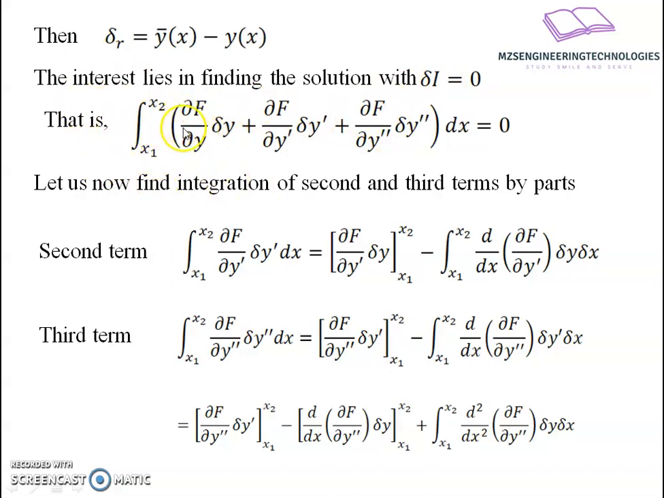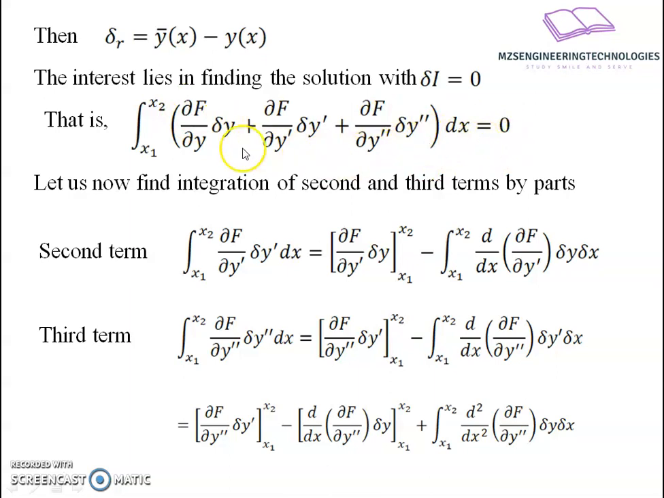I will take the first derivative first. First the function in terms of the variational part: ∂f/∂y into δy plus ∂f/∂y' into δy' plus ∂f/∂y'' into δy''. This whole functional integrated with reference to x results in a value 0.